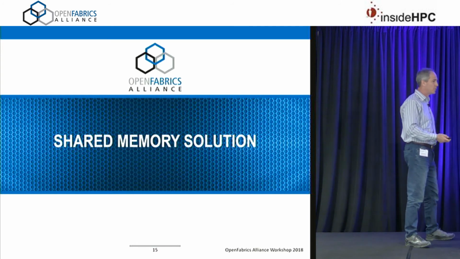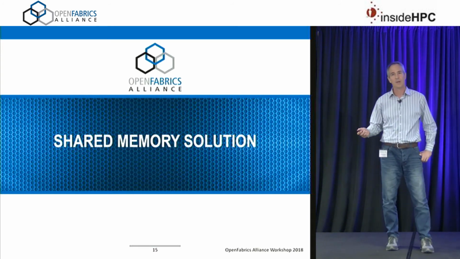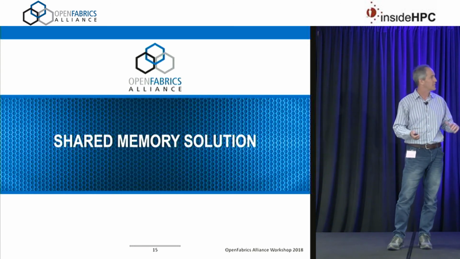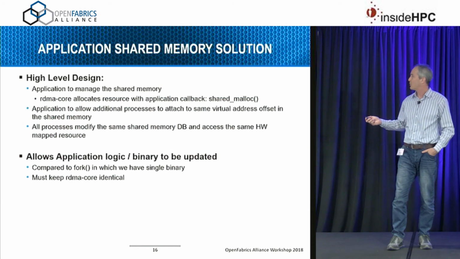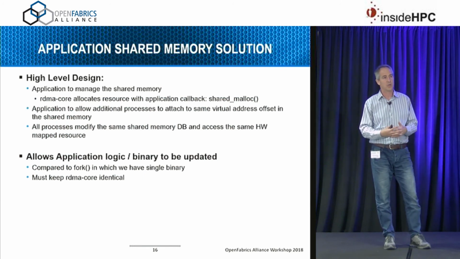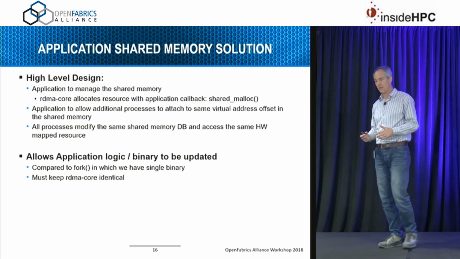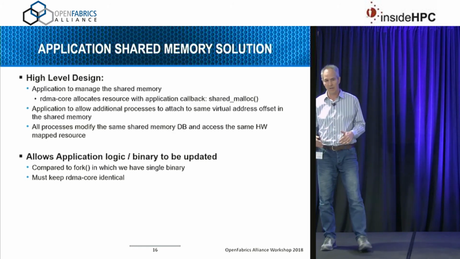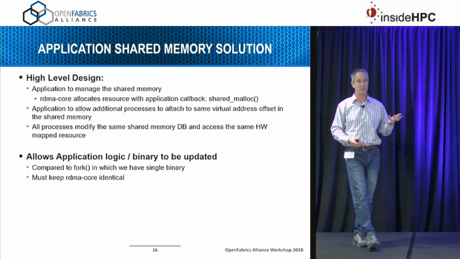A third solution, which is close to the fork model, with some more complications and some relaxation of things, is just having shared memory on the application level. So MPI has a lot of shared memory infrastructure. DPDK provides shared memory infrastructure as well. Instead of having the libverbs RDMA core manage the shared memory up until fork, the application can manage the shared memory.